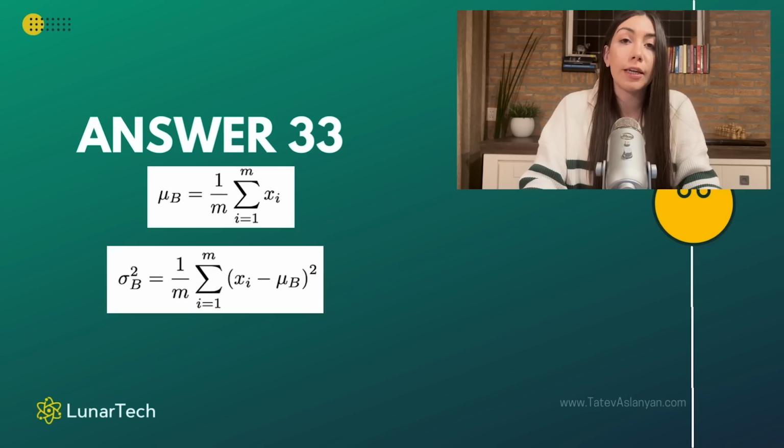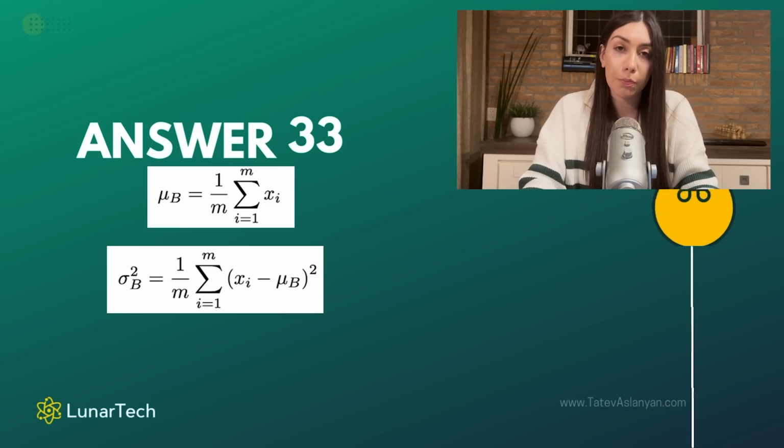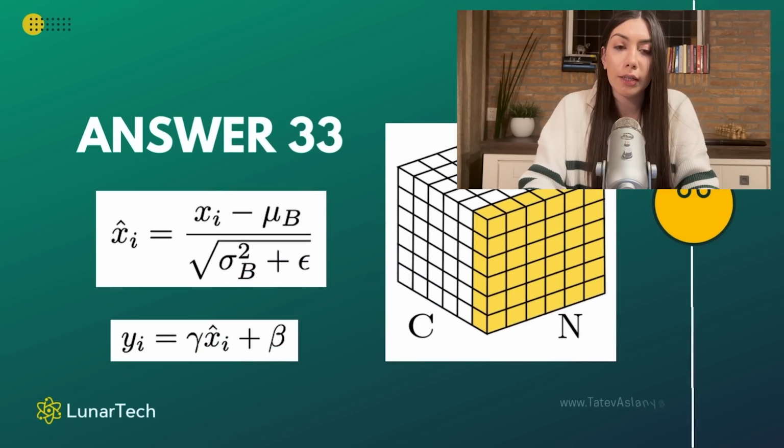In this way, we can find an estimate of variance of this batch, and we can then use this to normalize the activations of this batch. As you can see here, we are taking the xi, so activations, subtracting the mu b, the mean of the batch, and dividing by the square root of sigma b squared, so the variance of the batch, and we are adding some noise, the epsilon, to ensure that we do not divide by 0. And then once we have these normalized activations, we can use them to obtain our predictions.